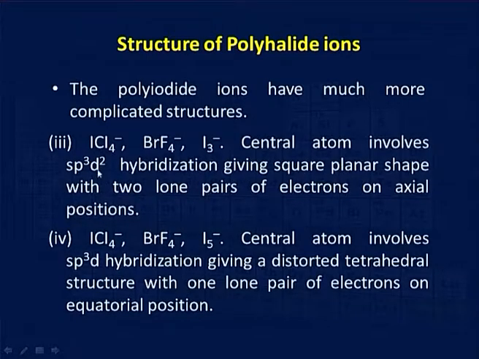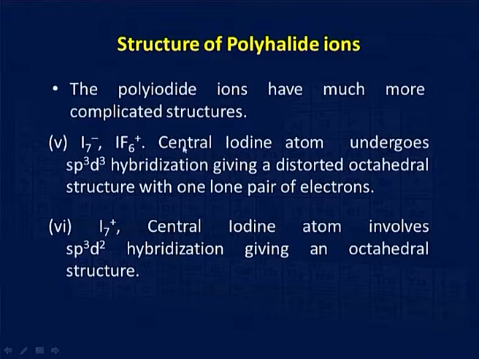These ions have the central atom involving sp3d2 hybridization, giving a square planar shape with 2 lone pairs of electrons on the axial position, meaning above and below the plane. These polyhalide ions have the central atom involved in sp3 hybridization, giving a distorted tetrahedral structure with 1 lone pair of electrons on the equatorial position. In I7 minus and IF6 minus type polyiodide ions, the central iodine atom undergoes sp3d3 hybridization, giving a distorted octahedral structure with a lone pair of electrons. In the I7 plus polyhalide ion, the central iodine atom involves sp3 hybridization, giving an octahedral geometry.